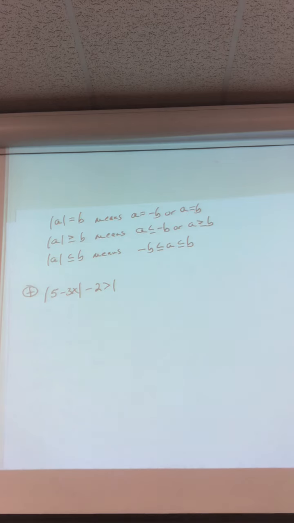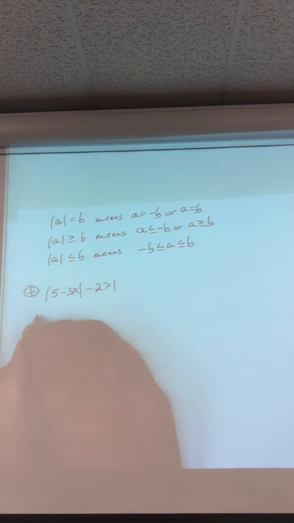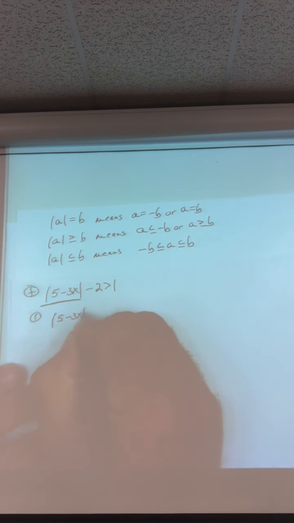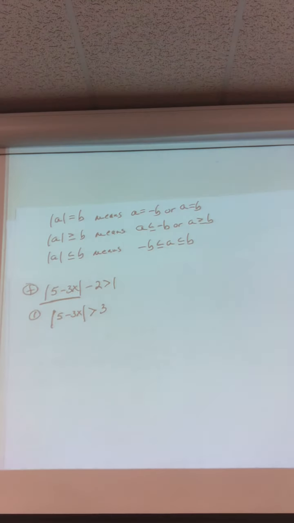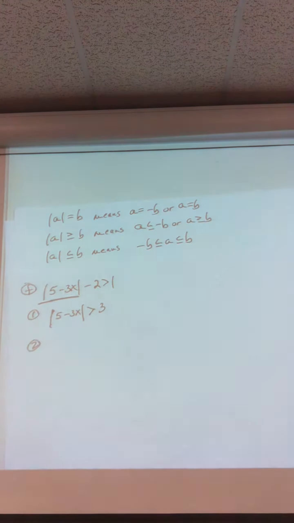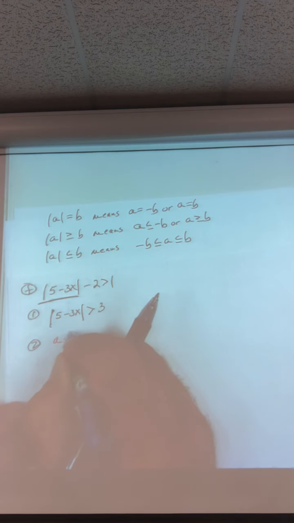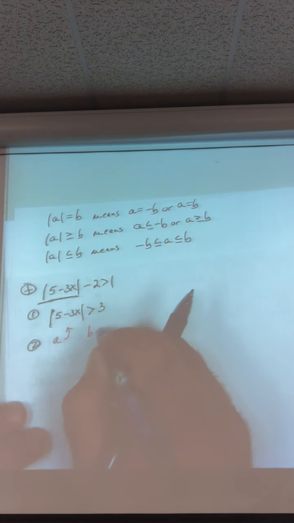Okay, here we go. Step 1: Isolate the absolute value term on a side by itself. So, to get rid of the subtracting 2, you have to add 2 to both sides. And 1 plus 2 would give me 3. Step 2: Identify A and identify B.